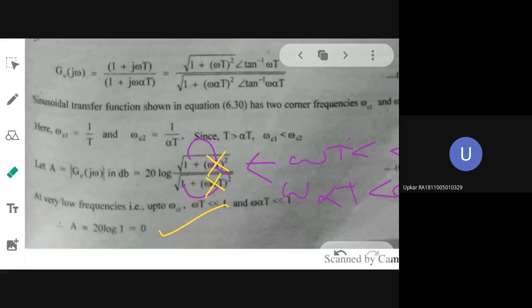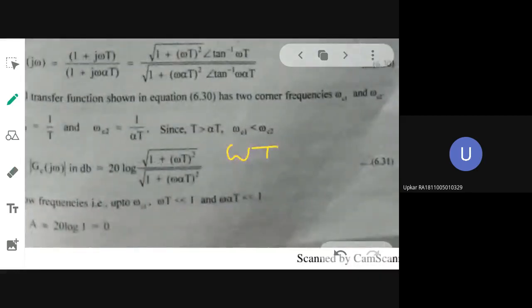So let us consider the next case where omega T will be greater than 1 and omega alpha T will be less than 1. So what will be the gain?